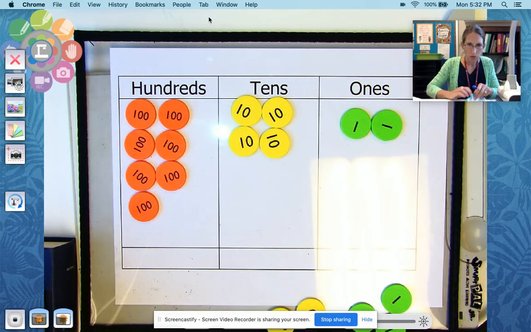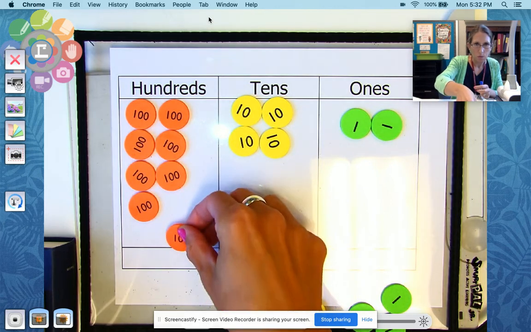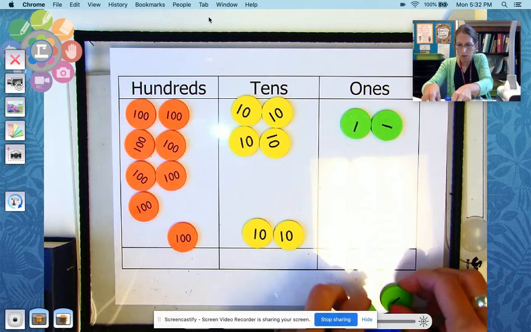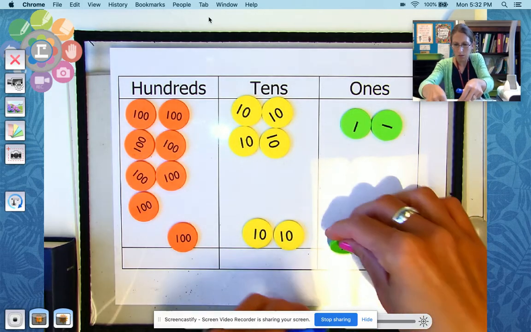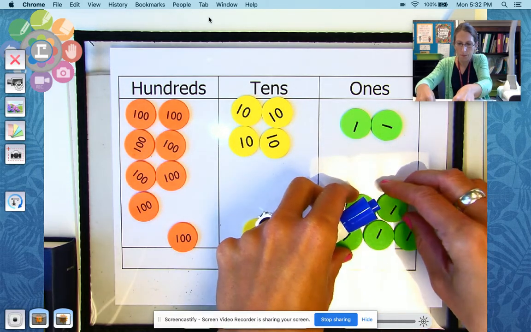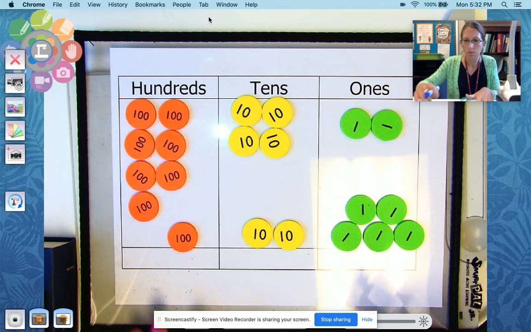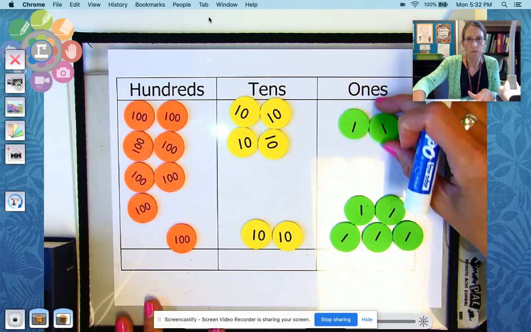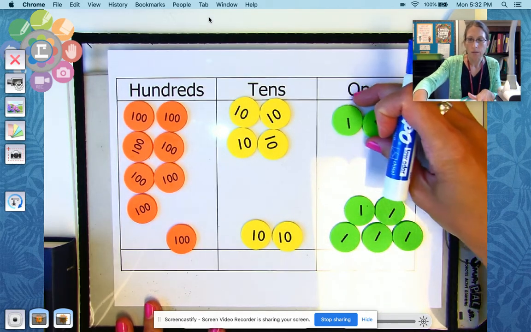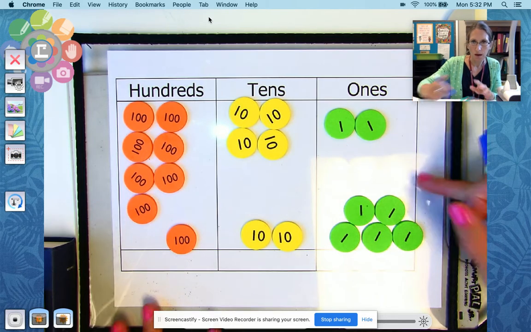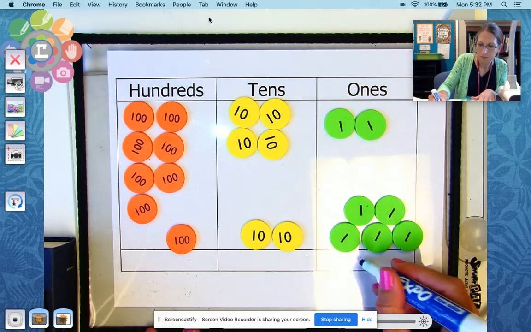Okay, so let's add 125. We'll see if we get the same answer. Here's 125. All right, so we could do it this way and on our place value chart, and then we can add it up and see if we get the same answer, hopefully. If we didn't, that's okay. We learn from our mistakes for sure. Alrighty, so I'm going to start in my ones place. I always start at the top. 2 plus 5 makes 7.